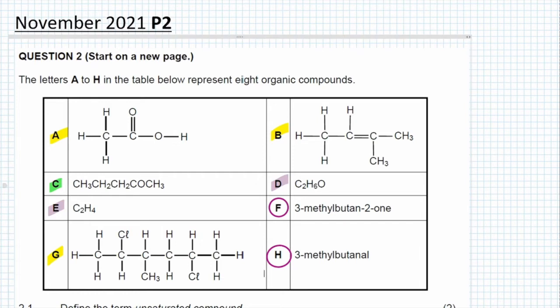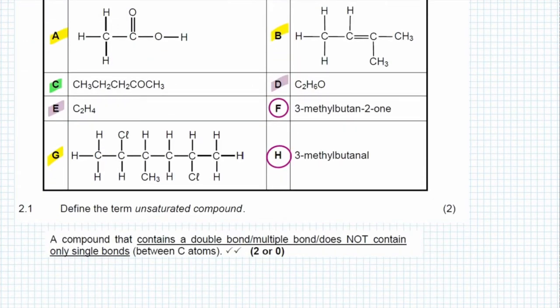Question 2.1 says, define the term unsaturated, an unsaturated compound. We say that an unsaturated compound is a compound that contains a double bond. Of course, it can also contain a triple bond like the alkynes. Or you can use the term multiple bond. It contains a multiple bond. Or you can say it is a compound that does not contain only single bonds between carbon atoms. And for writing this down, you're going to obtain 2 marks.